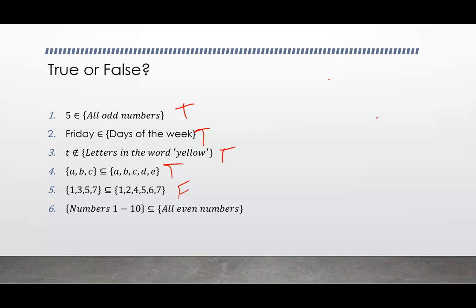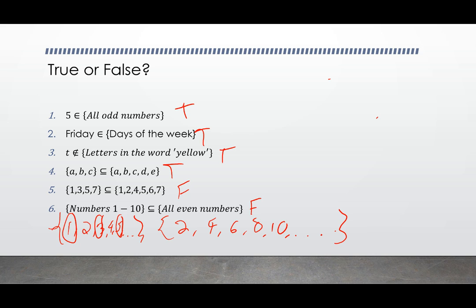So the numbers 1 through 10 is a subset of all even numbers. So this set, all even numbers, would be 2, 4, 6, 8, 10, etc., obviously. And this set, numbers 1 through 10, of course, would be 1, 2, 3, 4, 5, etc., up to 10. So this is not true. This is false because this set has 1, 3, 5 in it. And of course, it's got all these other odd numbers. And these numbers are not included in this bigger set over here, all the even numbers. So this is not a subset because there are elements here that did not come from this set. So that statement there is false.